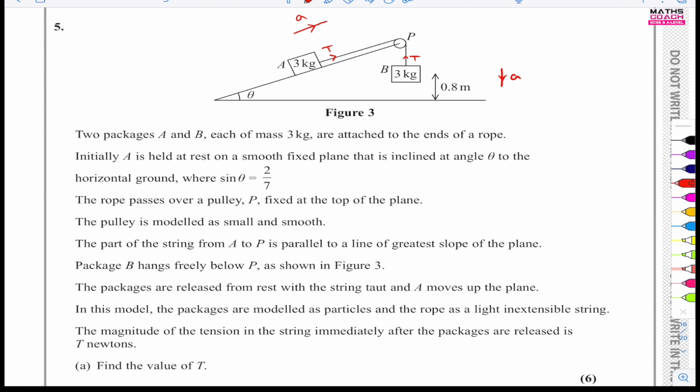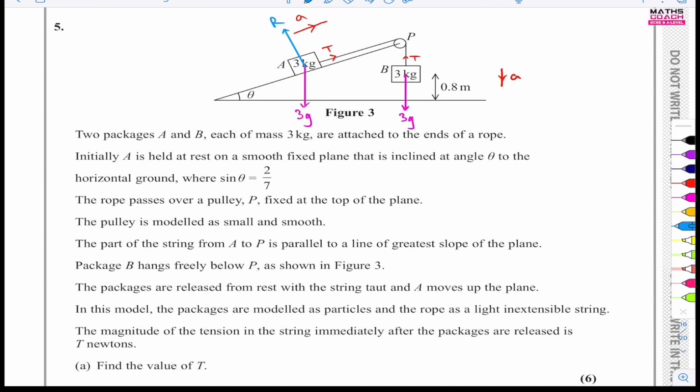So let's start annotating the diagram with all the forces; T is already there in the diagram. The weight of particle A would be 3g acting vertically downwards, and the weight of B is also 3g. We will have a reaction force acting perpendicular to the slope. Let's call that R, which is perpendicular to the inclined plane.